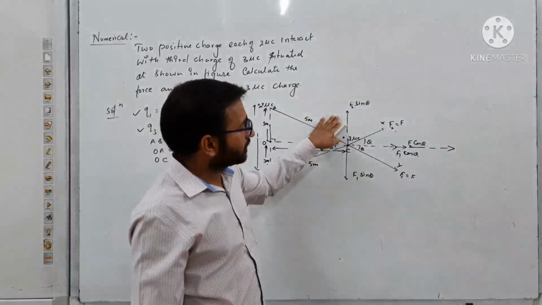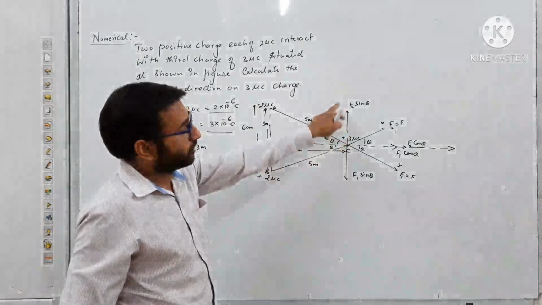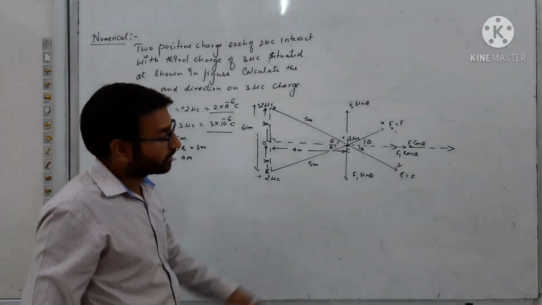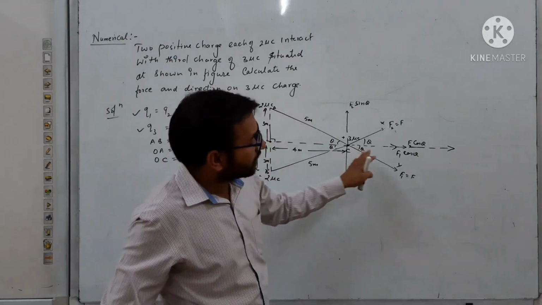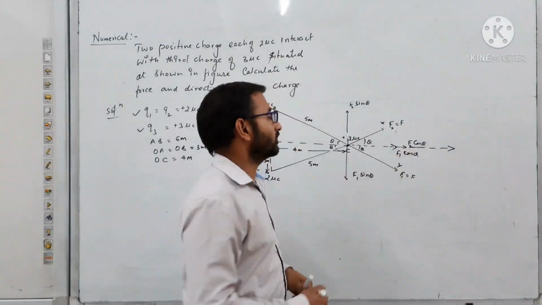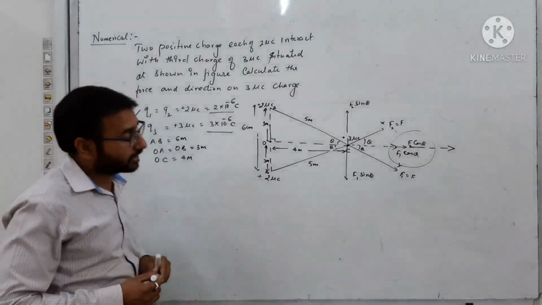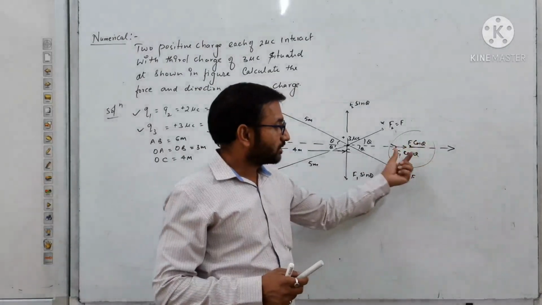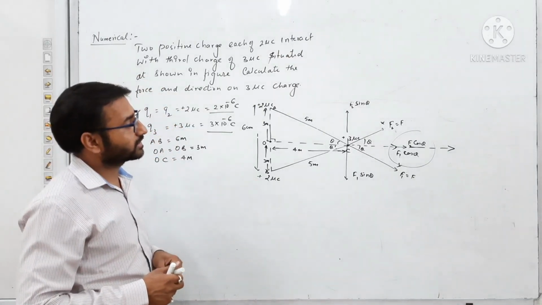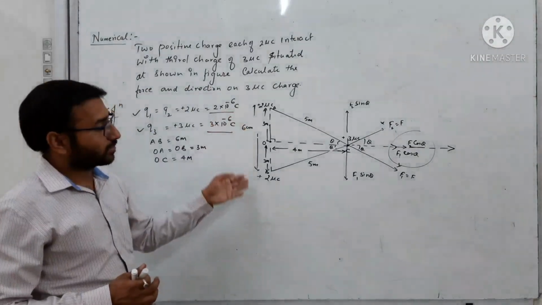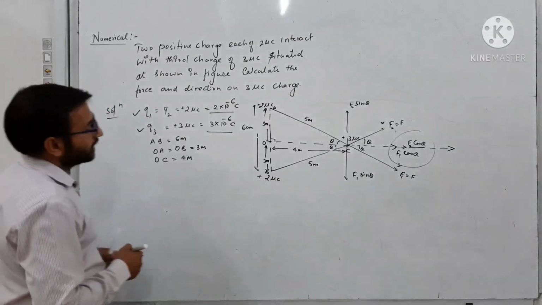But here you will see F1 sin theta and F2 sin theta are in opposite directions, and F1 and F2 have the same magnitude, so they cancel each other out. There is no contribution to the force at point C from them, and the contribution is only from the horizontal component of the force. Got it? After adding these two we will get the net or total force acting on the 3 microcoulomb charge due to the two 2 microcoulomb charges. So after this basic information we will start the remaining part.